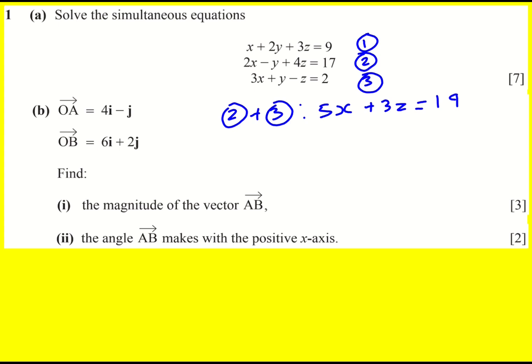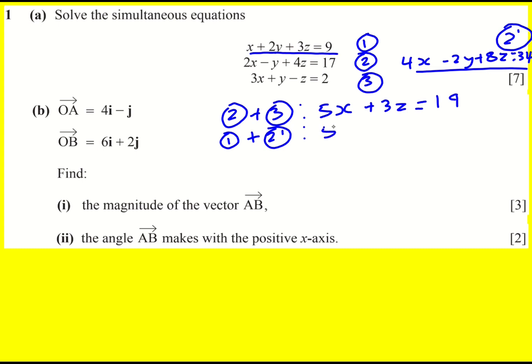Right, now to get rid of y in a different one, I think I'm going to deal with 1 and 2. And so I'll times equation 2 by 2. This will give me 4x minus 2y plus 8z is 34. I'll call this 2 dash. Now I've got the minus 2y and a plus 2y on the 1. I can add those two together. So equation 1 plus 2 dash will be, so remember it's this one and this one.